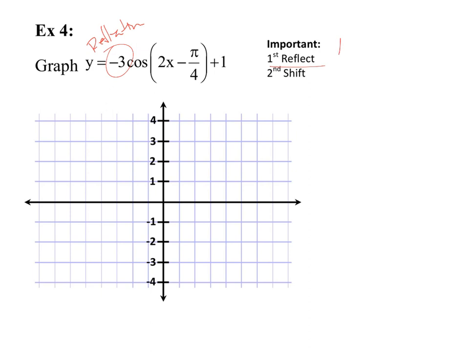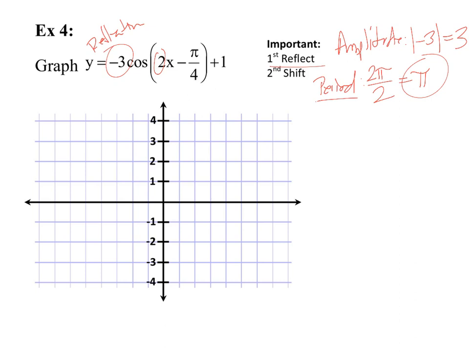Alright, the amplitude, a lot of information here. Amplitude's 3. The period is going to change. So I take the normal period, 2 pi, divide by b, which is 2. I get pi.